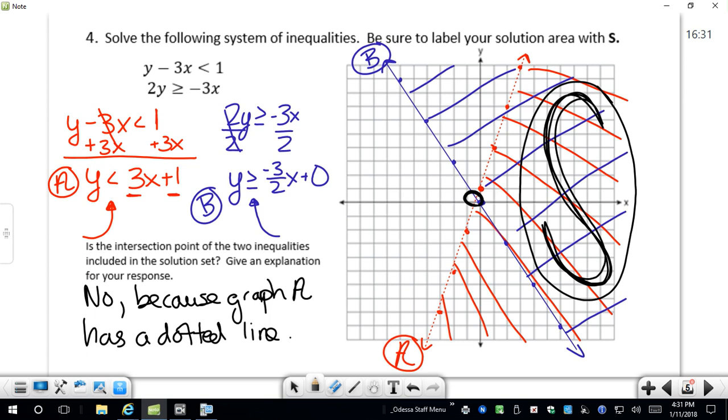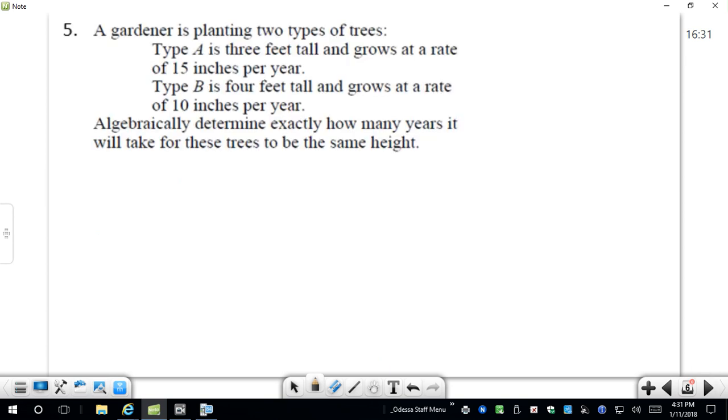Okay, let's move on to number 5. So we got some words here. It looks like a word problem. A gardener is planting 2 types of trees. Type A is 3 feet tall and grows at a rate of 15 inches per year. Type B is 4 feet tall and grows at a rate of 10 inches per year. Algebraically determine exactly how many years it will take for these trees to be the same height.